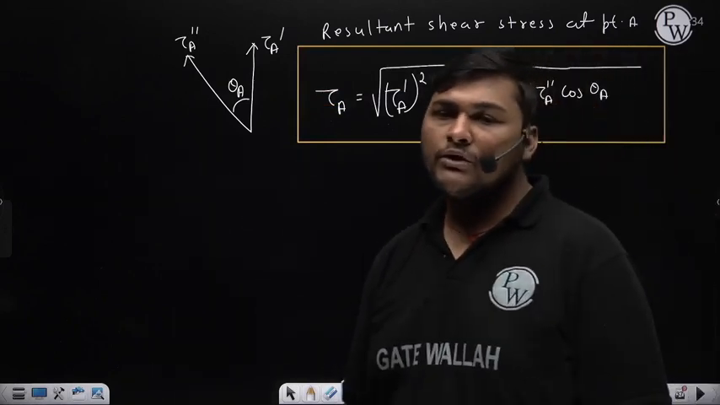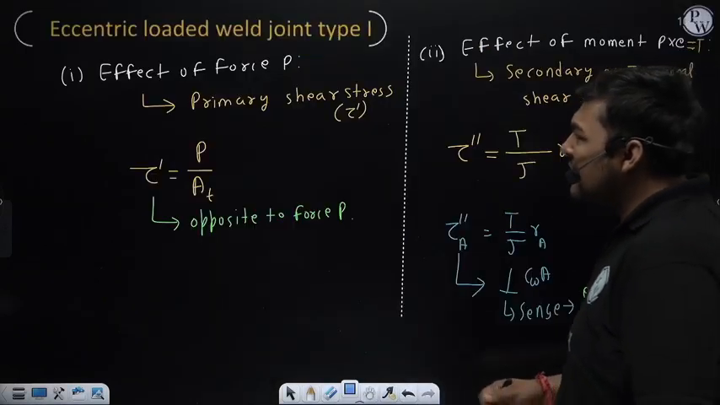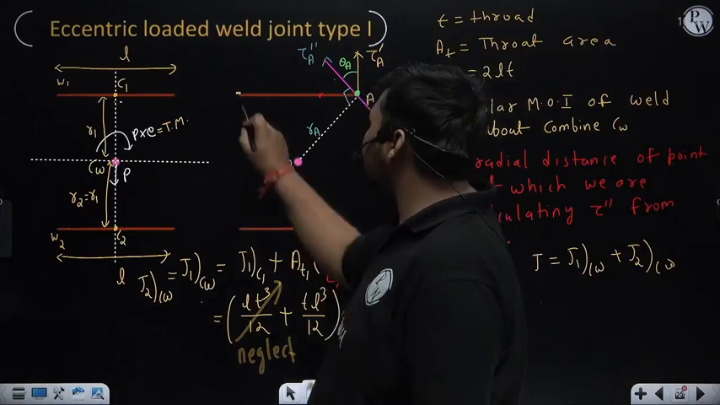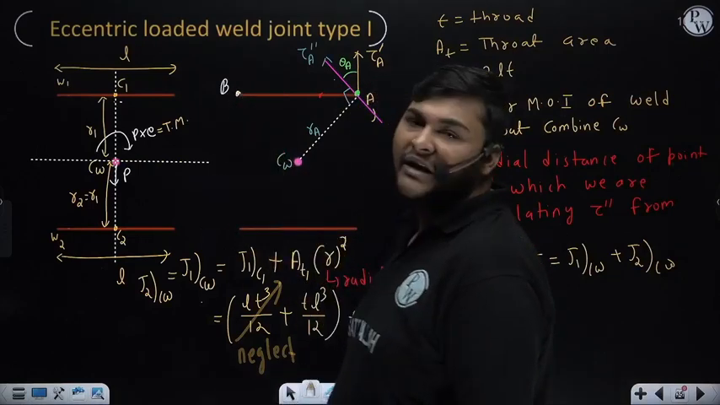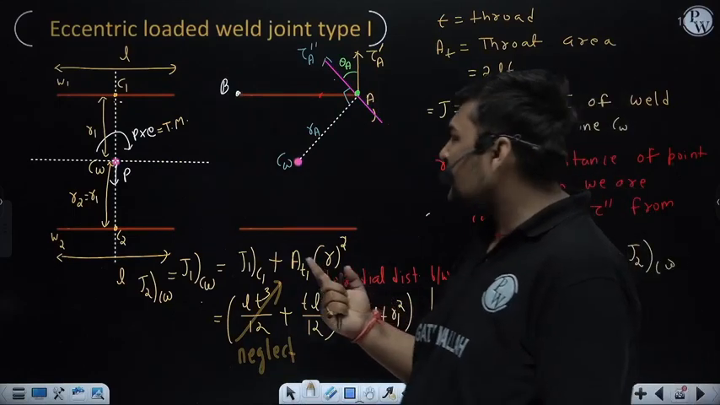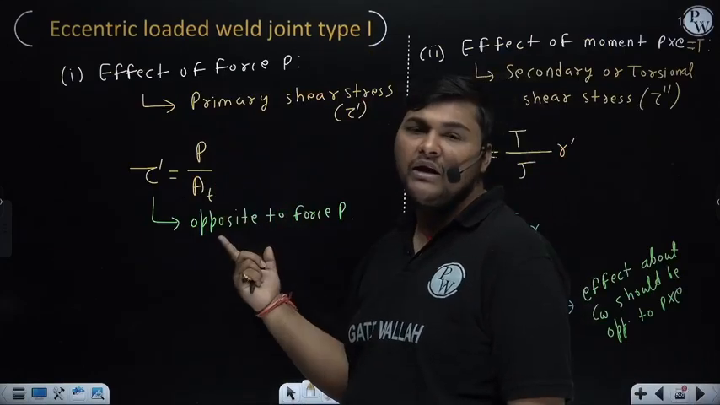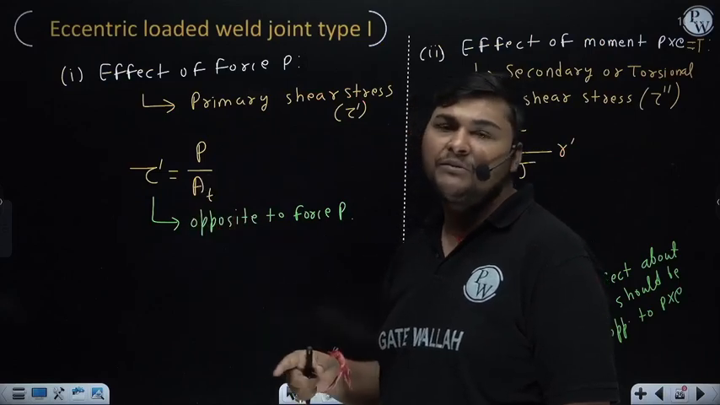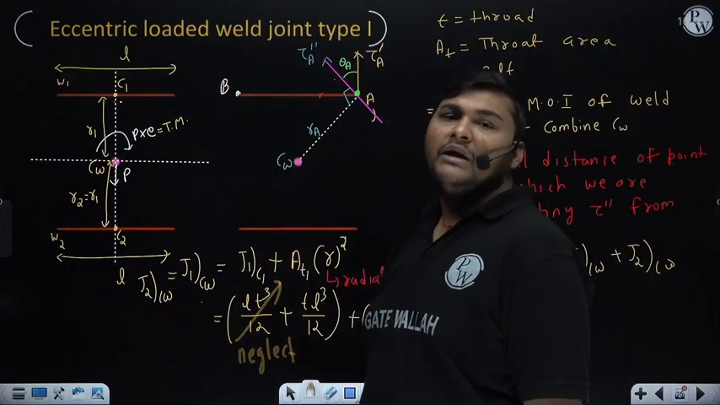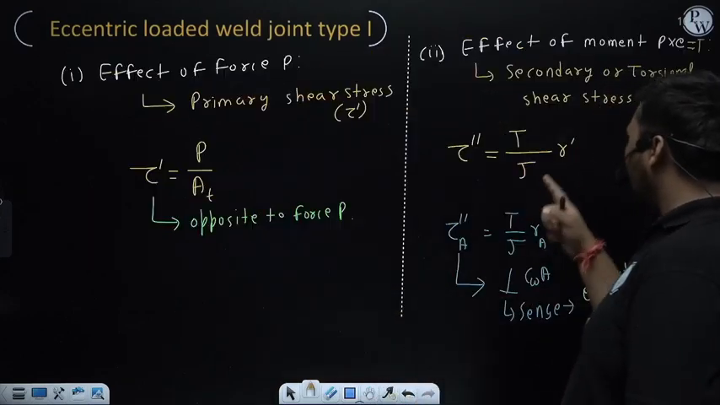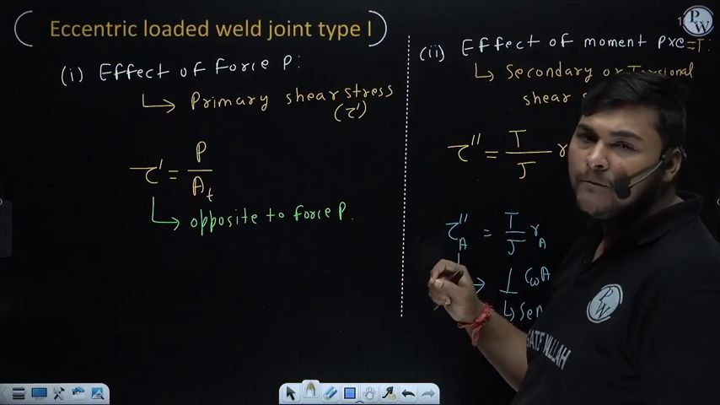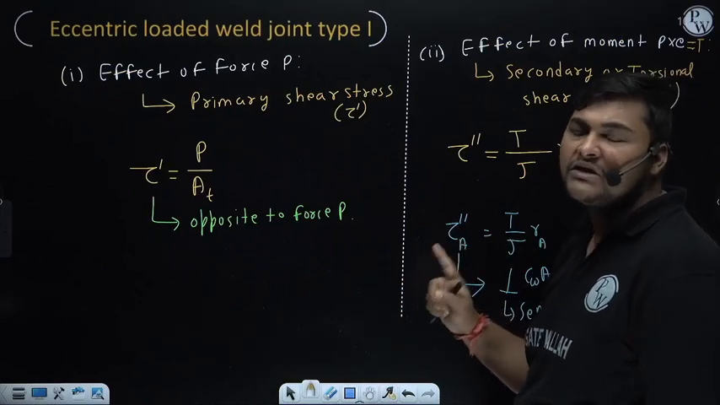Similarly, suppose this is point B, and you want to calculate the resultant shear stress at point B. The examiner can ask at any point. First find the primary shear stress. Primary shear stress will be the same at each point, and its formula is P divided by throat area. So it is also the primary shear stress at point B. Direction will be opposite to P, which is downward, so it will be upward. Now the secondary shear stress at point B: the formula will be T upon J into RB, where RB is the distance of point B from the centroid. So that will be the secondary shear stress at point B.